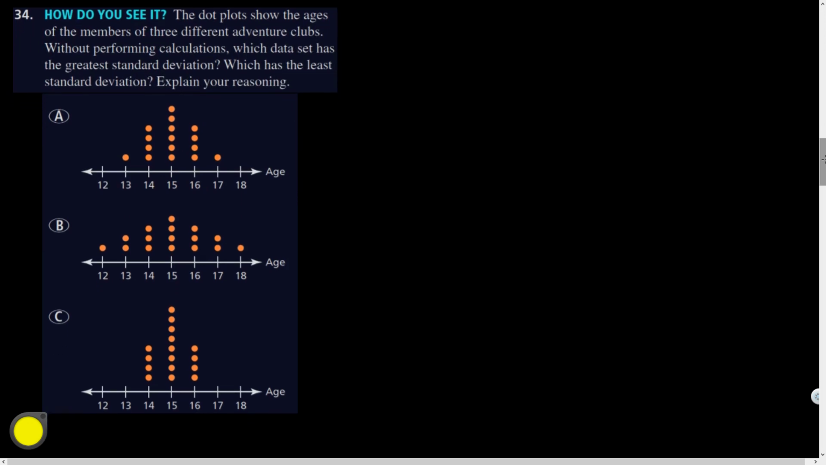Let's see. Last question, 34. Yeah, flip it. There we go. It says the dot plots show the ages of members of 3 different adventure clubs. Without performing calculations, which data set has the greatest standard deviation? So of A, B, and C, which do you think has a greater standard deviation? Yeah, B. Right? Because it is spread out more.